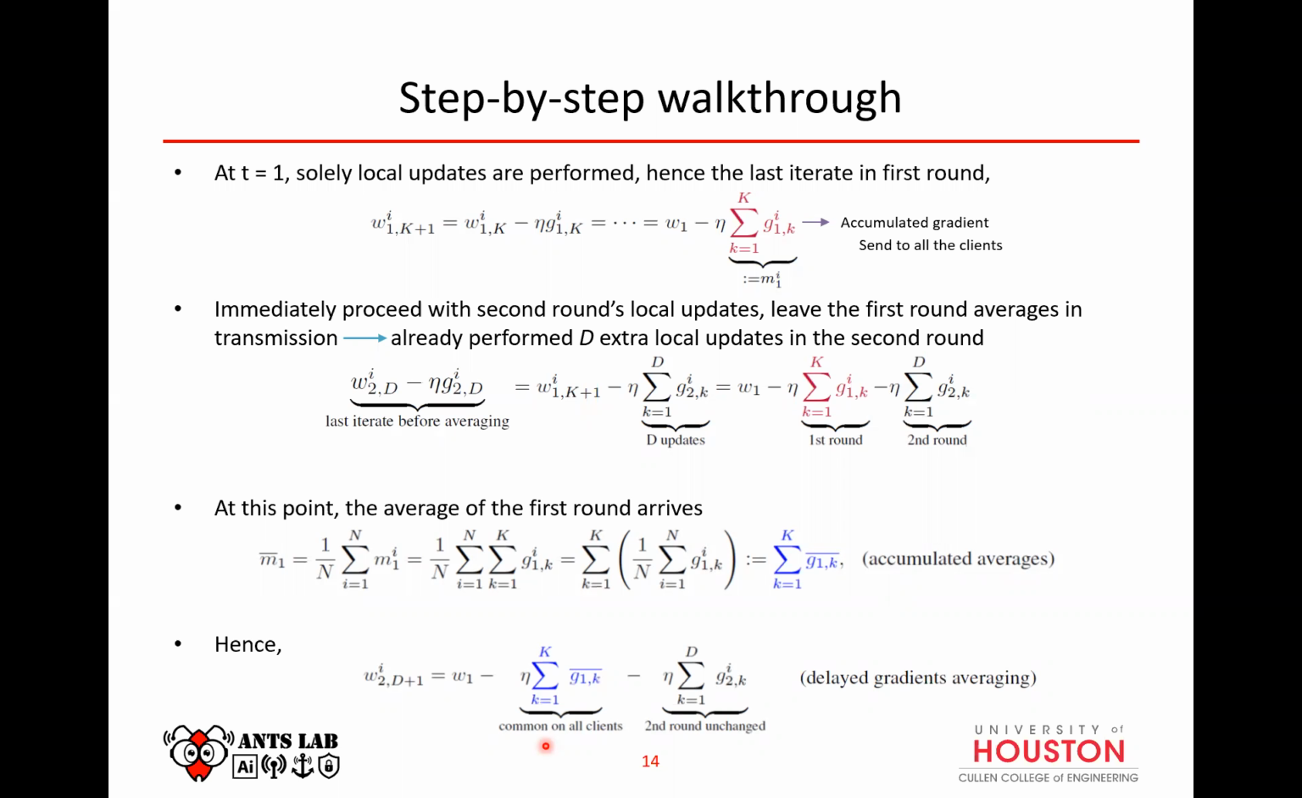All the devices will do the aggregation and send this back to us. So this will be common on all the clients, and minus the one that the device computed in these D steps when the transmission was happening. So when we did parallel computation, this is what we computed, and this is unchanged. We'll reuse this. So this is what the delay gradient averaging looks like. This is the main idea of this paper.